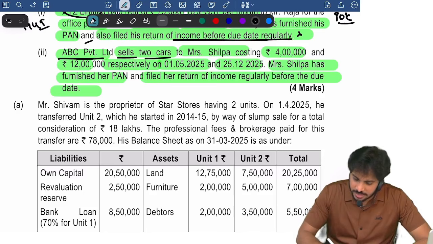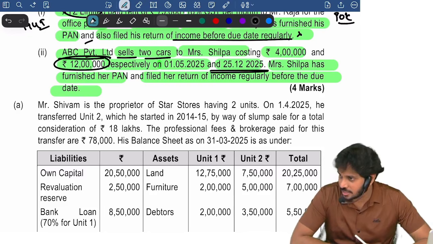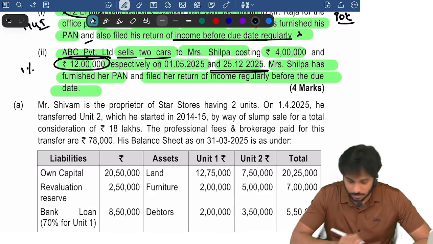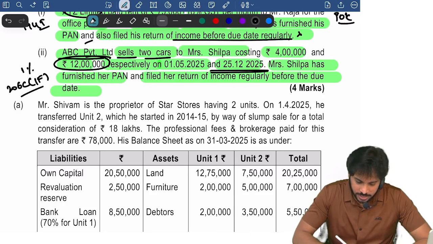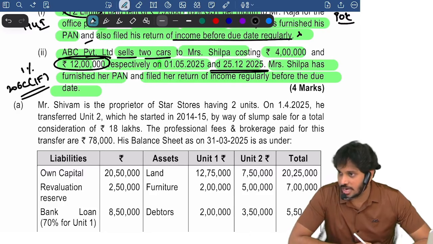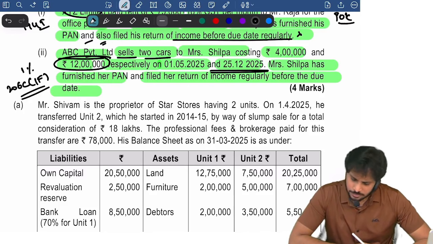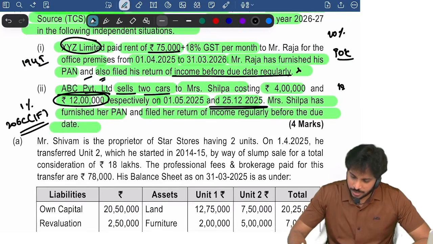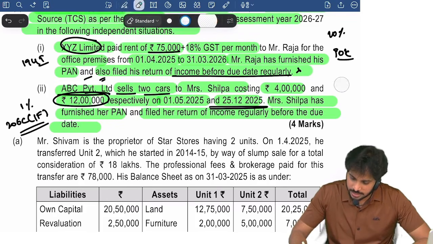A company is selling 2 cars. On the second car, since the selling price of the car is more than 10 lakh, it has to collect TCS at 1% under 206C clause 1F. Under that section, it needs to collect TCS at 1%. Are you clear? Yes or no? It's a company, therefore automatically TCS provisions will apply. Understood? So tell me, what is the answer? Here 12,000 TCS. Correct?